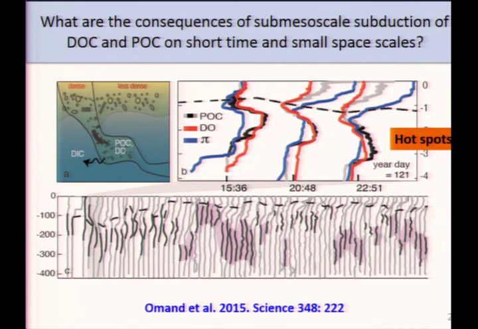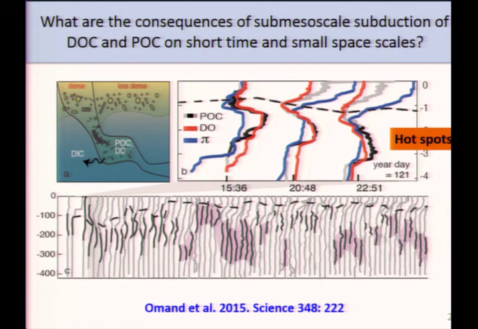And the last slide that I want to show is thinking about how DOC and particles can be, on the mesoscale, subducted down into the twilight zone. This was a paper by Oman last year where she had a combination of a model and glider observations, again from the North Atlantic, that showed that there were blips of water that were carried down at the edge of submesoscale eddies to 200 and 300 meters that preserve the DOC and the POC content of the surface water.